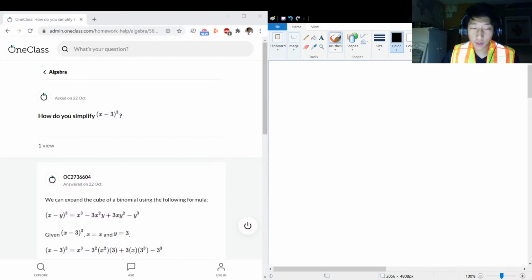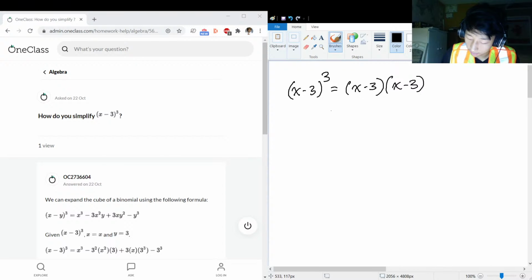Okay. Next question we got on the menu today. How do we simplify (x minus 3), but all of that cubed? Well, it is pretty simple, but I'm pretty sure another rephrasal that they can be asking about this is how do we expand this out to be in cubic form? Now, to the power of 3 just means we're multiplying this thing by itself thrice. So this is just equal to (x minus 3)(x minus 3)(x minus 3). Okay, now we can just multiply this out normally, and that's a perfectly fair way to handle this.